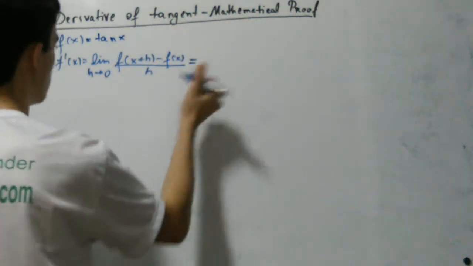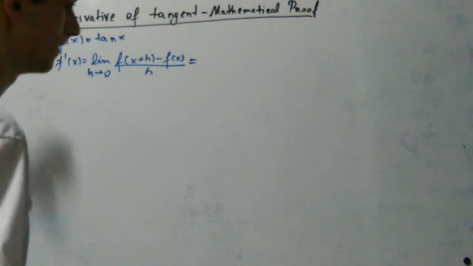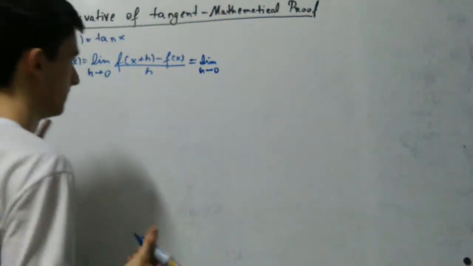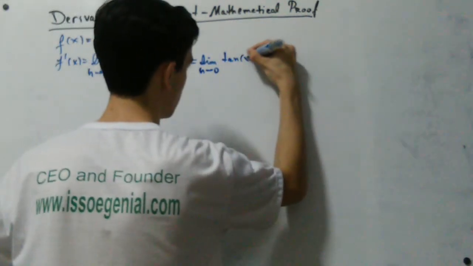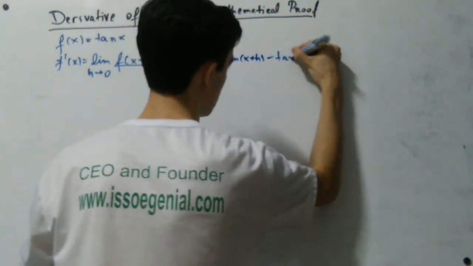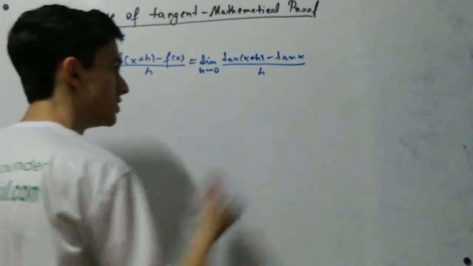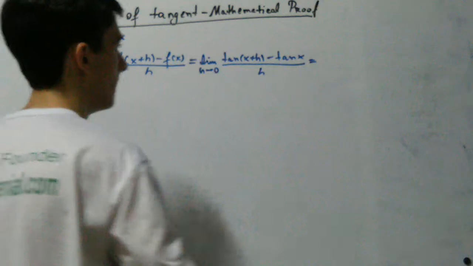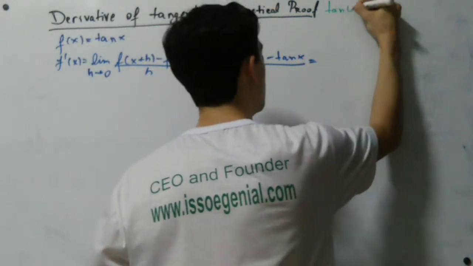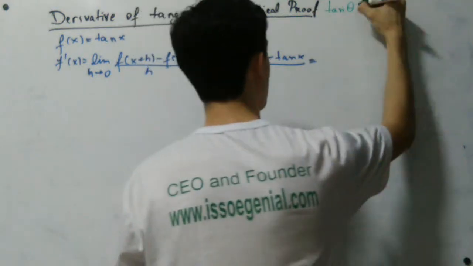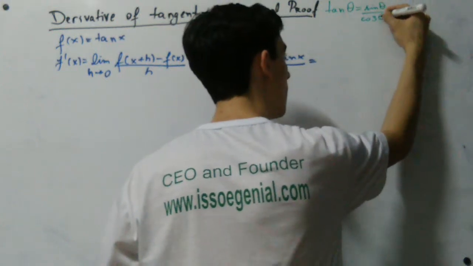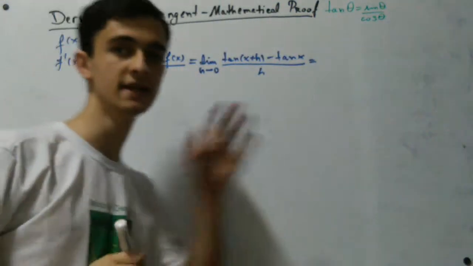And then we're going to apply this here. So f prime of x, the derivative of the tangent of x, is equal to the limit when h approaches 0 of the tangent of x plus h minus the tangent of x, all of this divided by h. And now we're going to remember a property of trigonometry which says that the tangent of any angle, let's say theta, is the sine of such angle divided by the cosine of such angle. So for any angle, the tangent is the sine divided by the cosine. And we're going to apply this here.